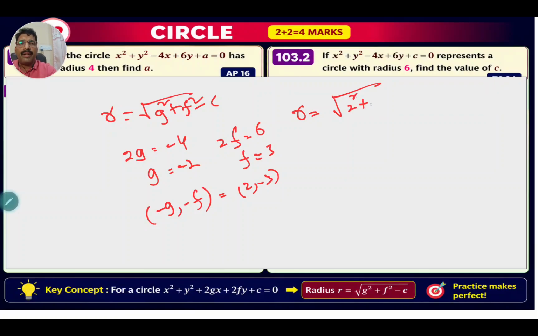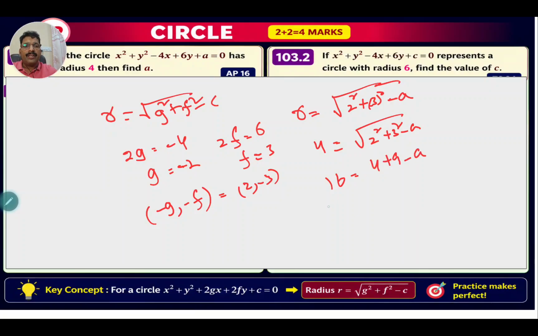So radius value directly you take, r is equal to under root g² means here 2², plus f² means here (−3)², minus a, is given as 4. So under root 2² + 3² − a is equal to 4. Squaring on both sides, 16 is equal to 4 + 9 − a. So 16 − 13 is equal to −a. So −3 is equal to a. Like that you have to find the next question also.